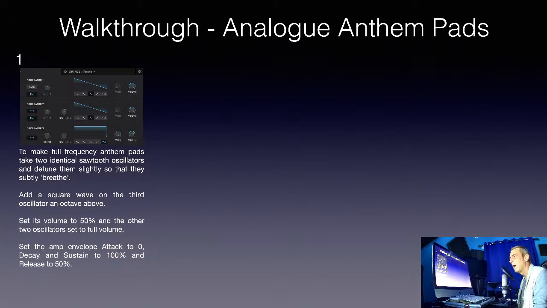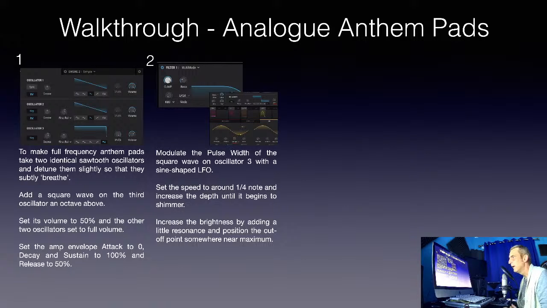Secondly, you add a square wave on the 3rd oscillator an octave above, which you can see there in the example in the image above. Set the volume to 50% and the other 2 oscillators to full, and then set the amp envelope attack to 0, decay and sustain to 100, and release to 50%.